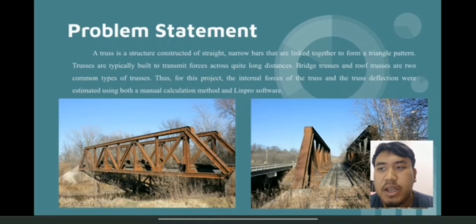Thus, for this project, the internal forces of the truss and the truss deflection were estimated using both a manual calculation method and LinPro software. Below are the pictures of the bridge.